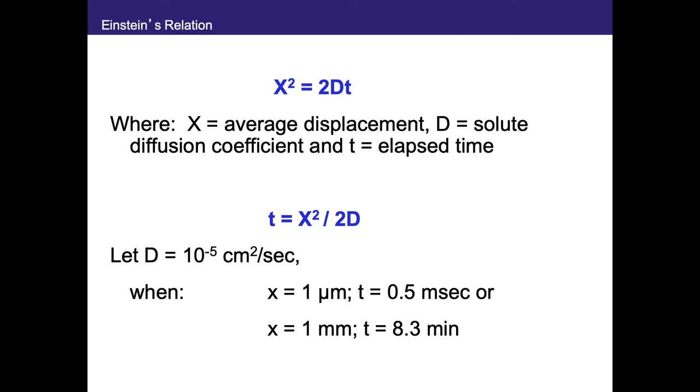Okay? So I'm going to set up the question this way. 2 millimeters equals 0.2 centimeters. Okay? So I'll set it up. X is going to be 0.2 centimeters times 0.2 centimeters, right? Because it's x squared, is equal to 2 times 1 times 10 to the minus 5th centimeters squared per second, and we're trying to solve for t. Everybody with me? Pretty good? That's how I set it up.